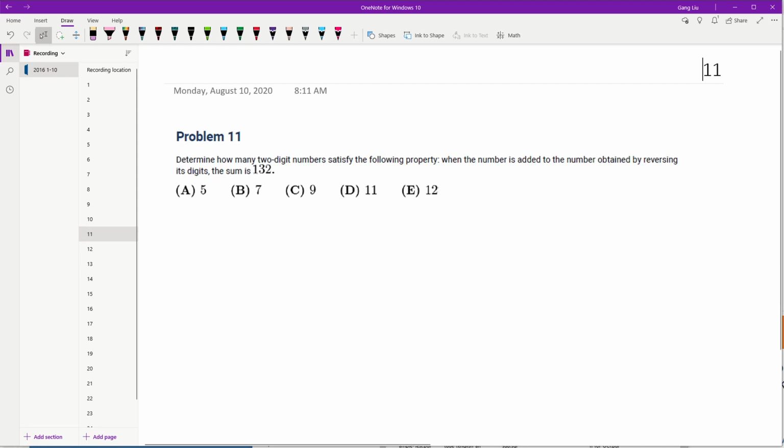Problem 11. Determine how many two-digit numbers satisfy the following property. When the number is added to the number obtained by reversing the digits, the sum is 132.